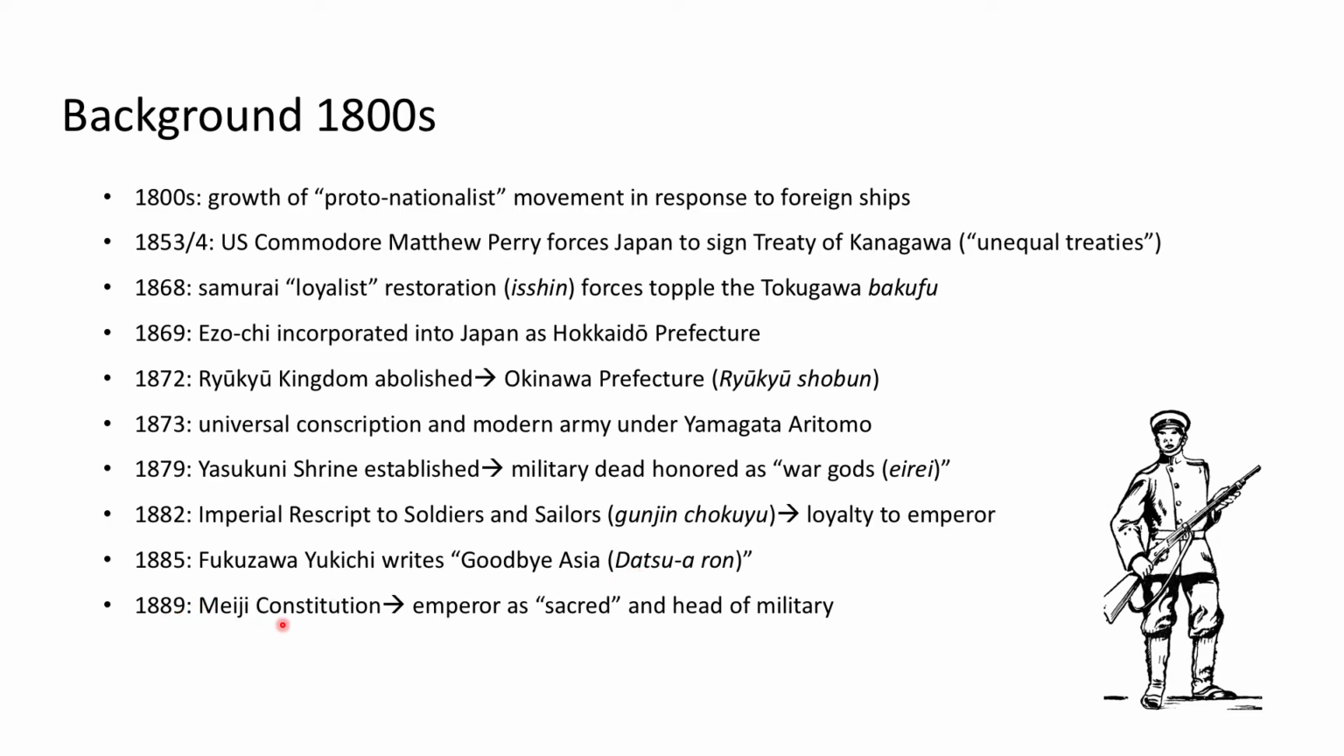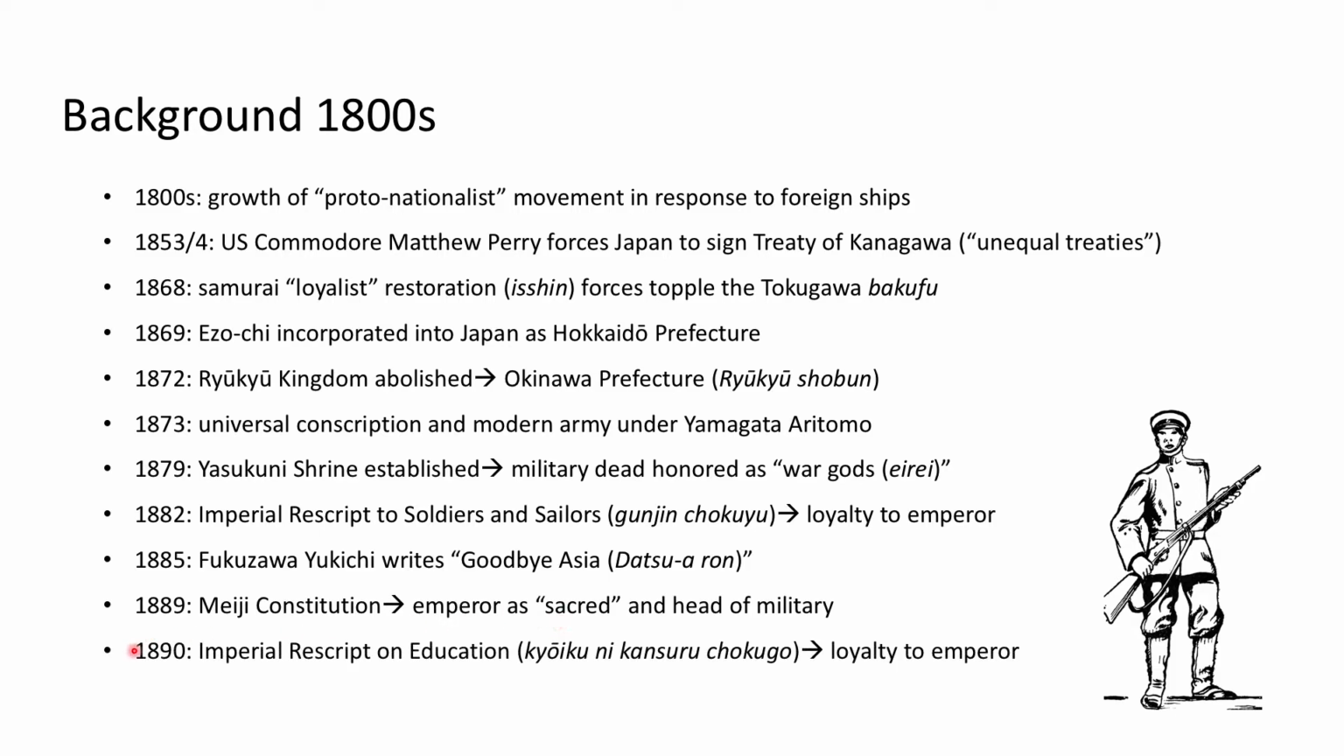In 1889, the Meiji Constitution was issued. This emphasized the emperor, described him as sacred, and it also positioned him as head of the military. And sacred here meaning descended from the gods, drawing from Shinto religious mythologies and the idea of the imperial lineage being descended from Amaterasu.